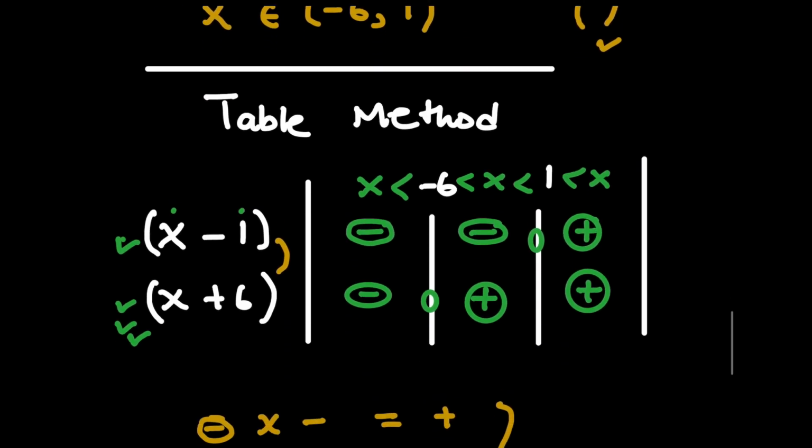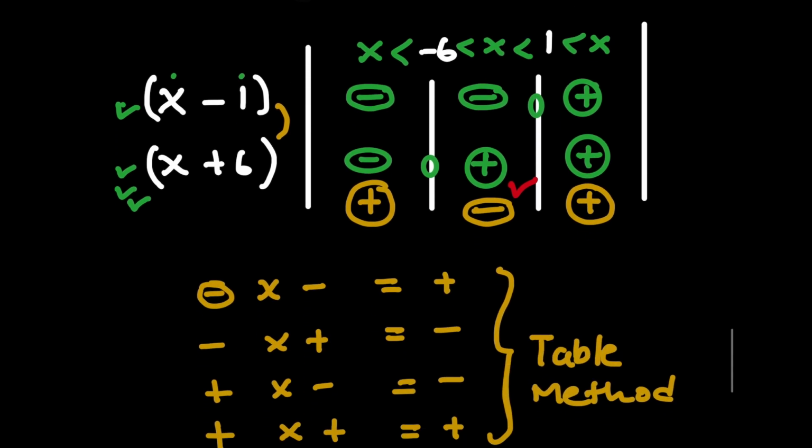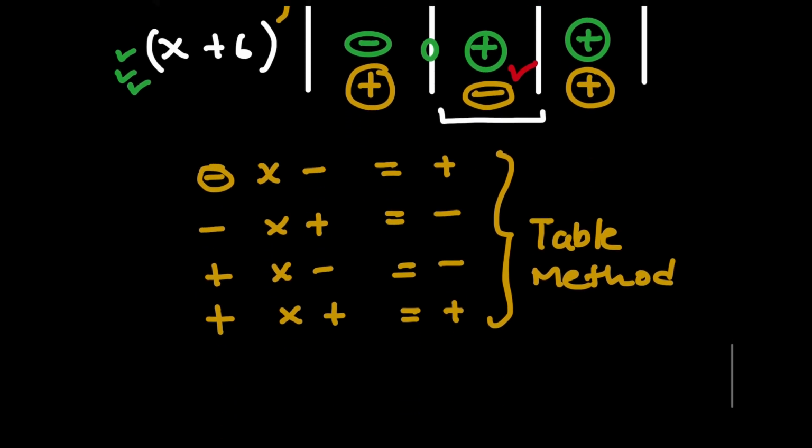So a negative times a negative is what? Is a positive. And then a negative times a positive is a negative. And then a positive times a positive is a positive. So looking at all of these portions here, the one that we're interested in is this one. Do you guys see that? And so what will then be our final answer right now? So we are going to capture what is in between these two. So it's x, which is an element of -6 to 1.